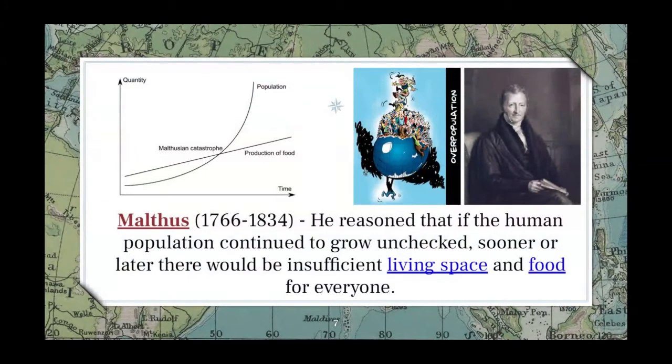Malthus was an economist, and he reasoned that if the human population continued to grow unchecked, sooner or later there would be insufficient living space and insufficient food for everyone. Again, this is mainly talking about overpopulation.